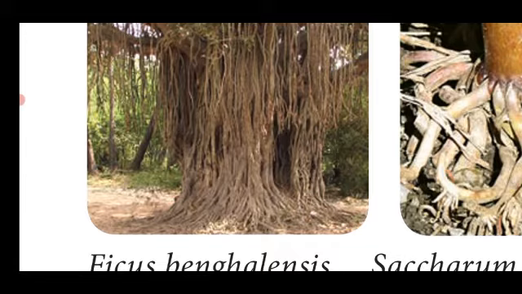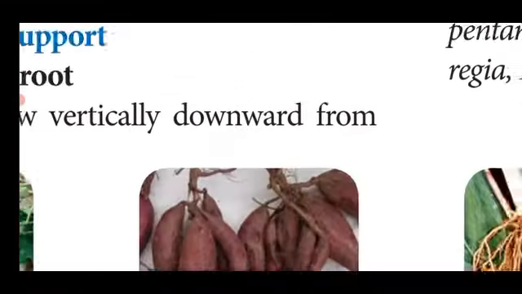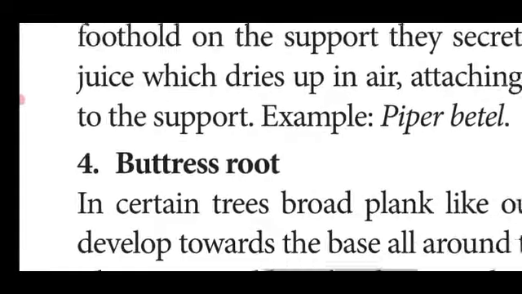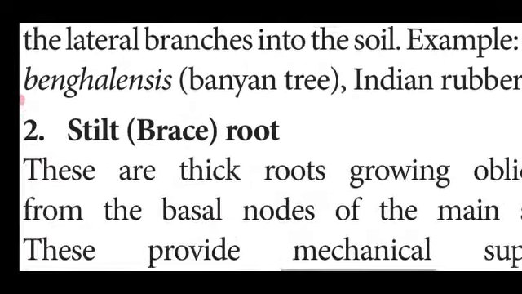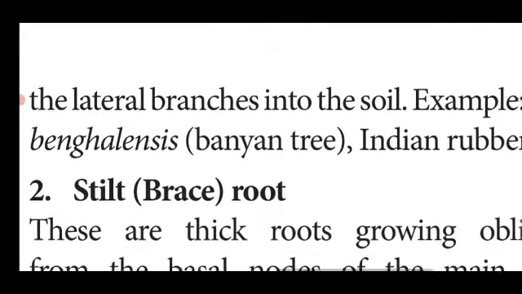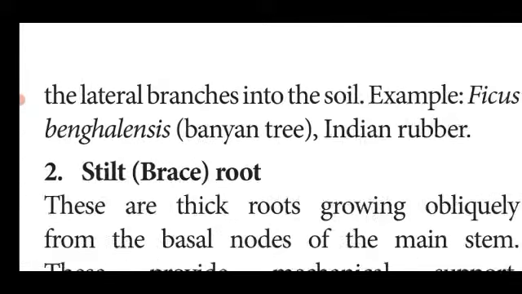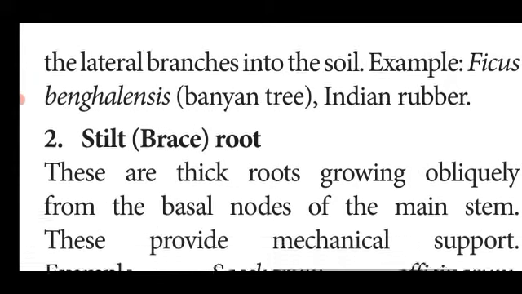Though they are dicotyledons, they possess fibrous-like roots. In order to protect the tree and give additional anchorage to the tree, several pillar roots arise from the branches. So the example is Ficus bengalensis. The lateral roots go into the soil. Example Ficus bengalensis, banyan tree, Indian rubber.